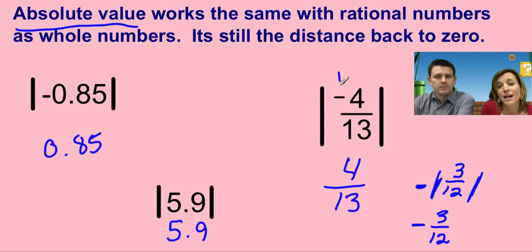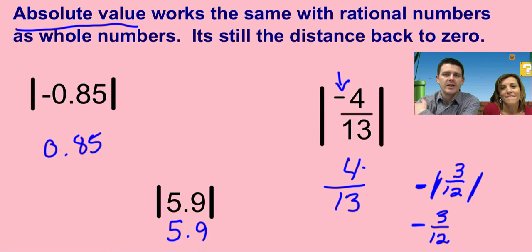But if it's on the inside of the absolute value, then it's how far away from 0, so your answer will be positive. I just threw that one in there at the end. Why not?